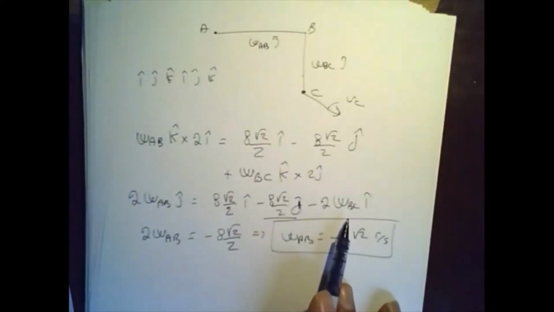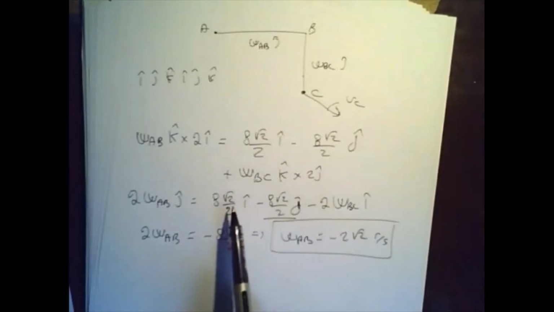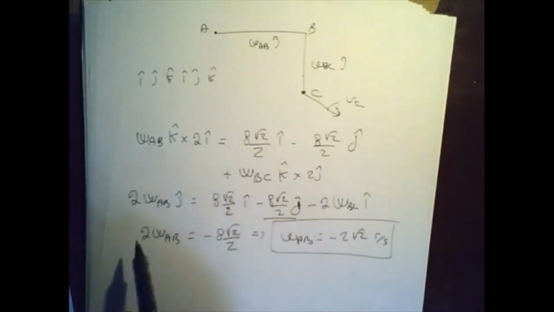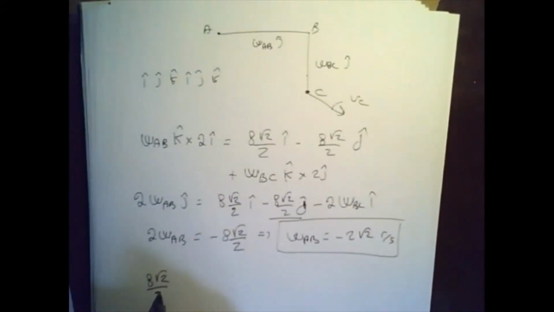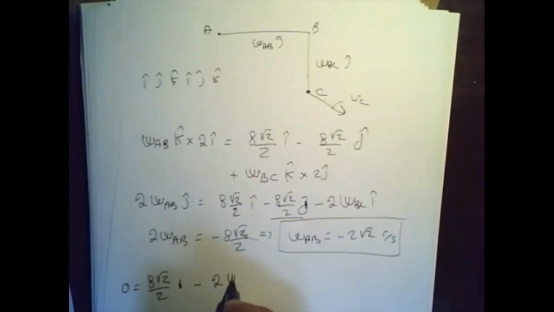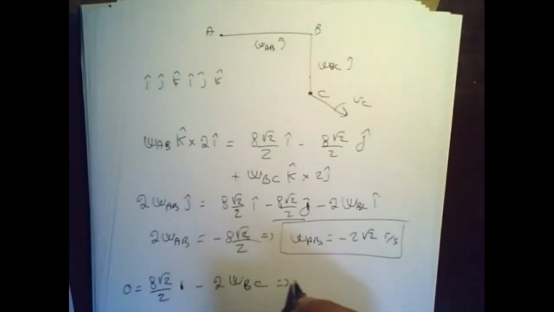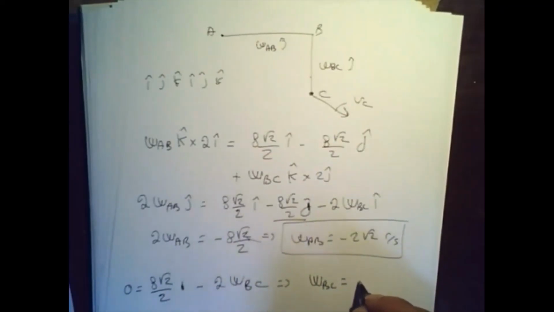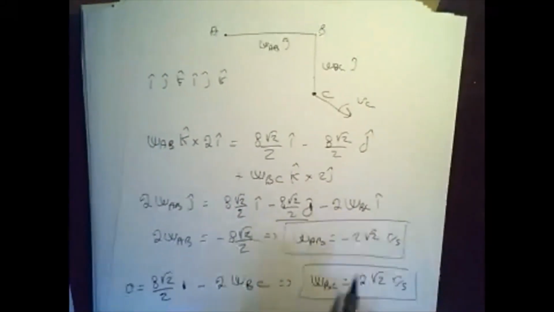How do I get omega BC? So here, this has to be 0. So the I components have to be 0. So 8 square root of 2 over 2, so 0 is going to be this, minus 2 omega BC. So omega BC is going to be equal to, again, 2 radians per second. So this is going to be positive.